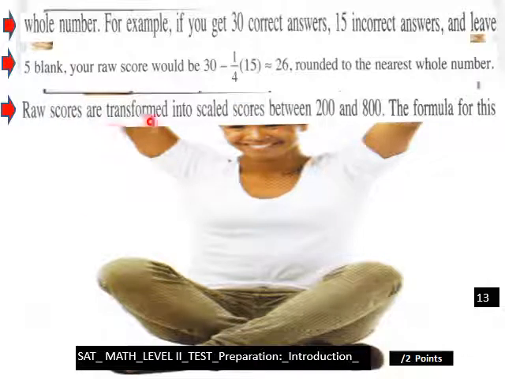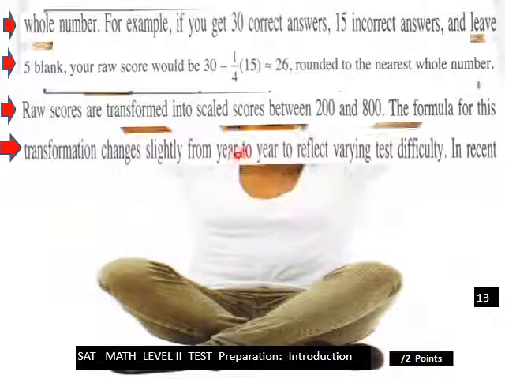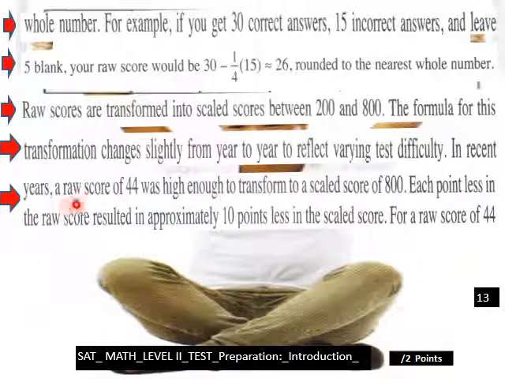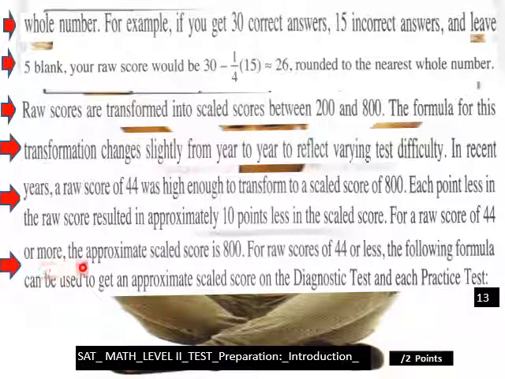Raw scores are transformed into scaled scores between 200 and 800. The formula for this transformation changes slightly from year to year to reflect varying test difficulty. In recent years, a raw score of 44 was high enough to transform to a scaled score of 800. Each point less in the raw score resulted in approximately 10 points less in the scaled score. For a raw score of 44 or more, the approximate scaled score would be 800.